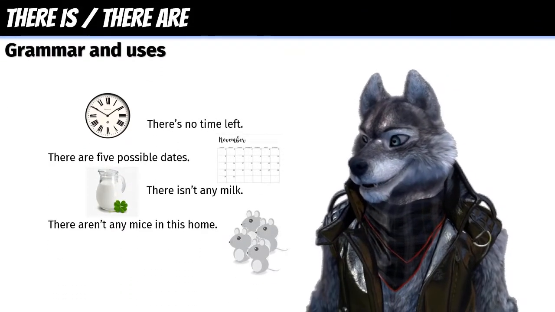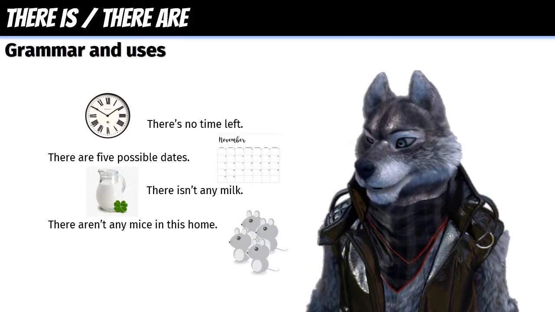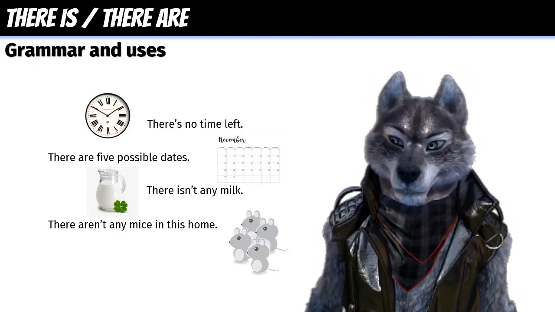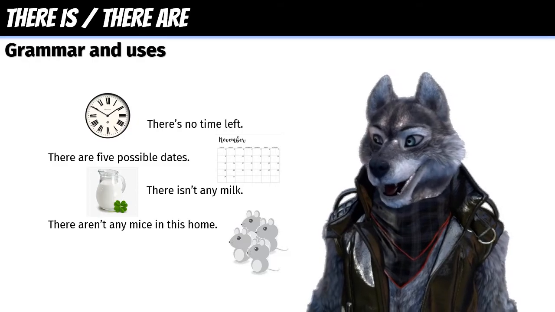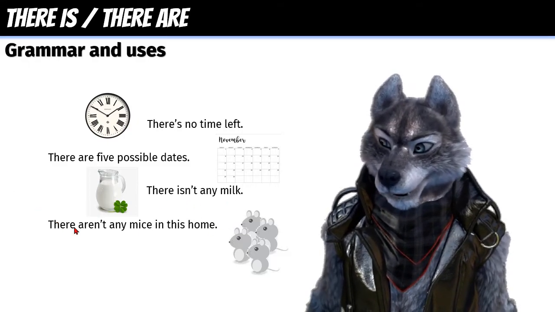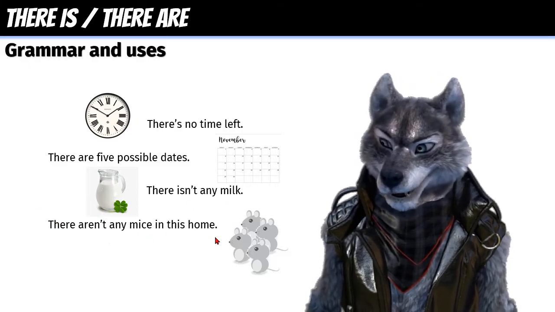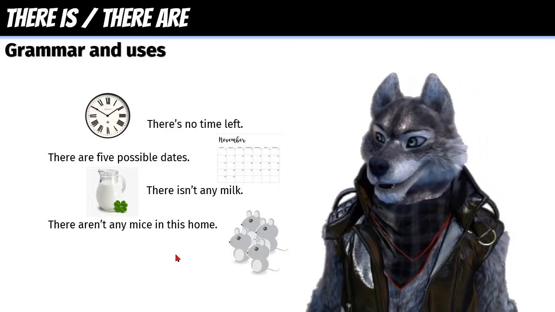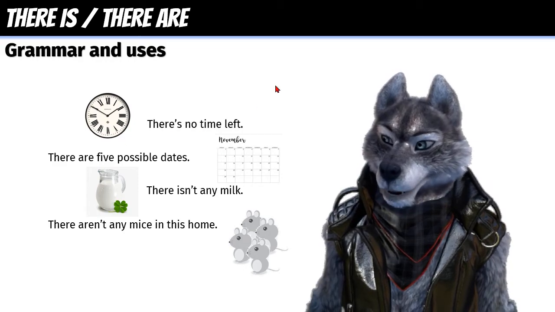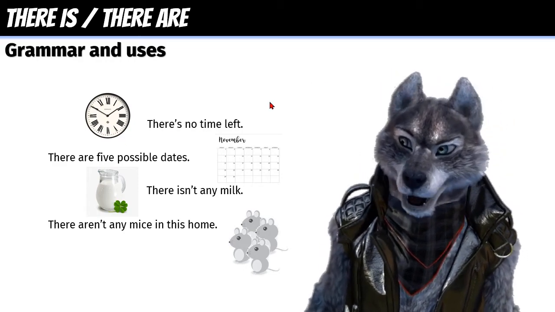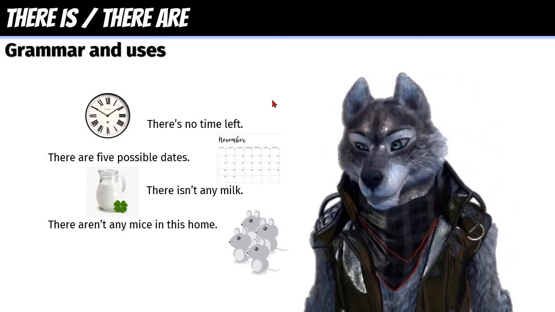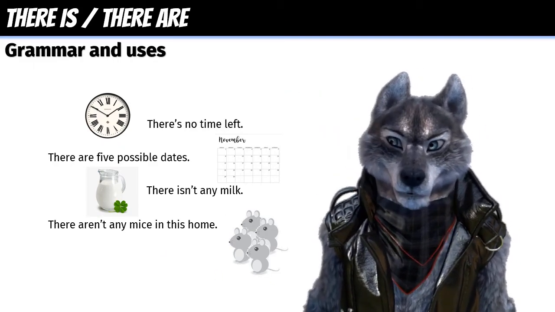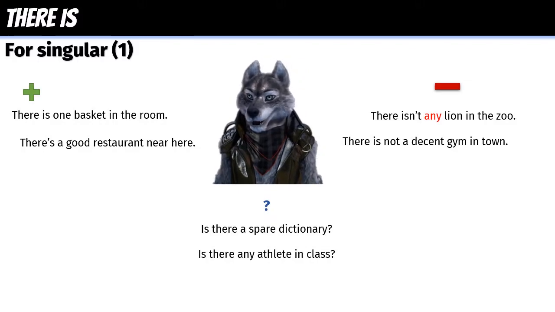Usually sentences using there is and there are are really short in the beginning. Here we have some examples. There is no time left. There are 5 possible dates. There isn't any milk. There aren't any mice in this home. Well, here there are 4, but anyway, you get the idea. So the expressions here want to tell us that we have the existence or non-existence of something in a place or time.